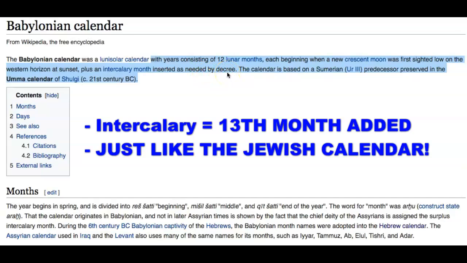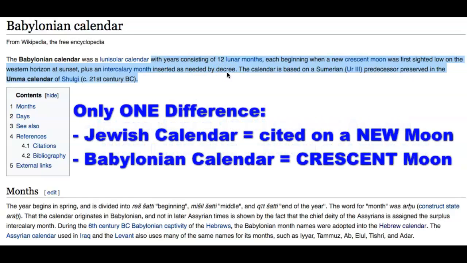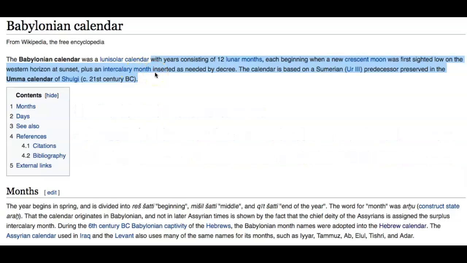The only difference is that with the Jewish calendar, they start their new month based on the new moon, while with the Babylonian calendar, they started their month with the new crescent moon, and they also had intercalary months too, so they also had to insert 13 months, just like the Jewish calendar. Nothing different whatsoever.